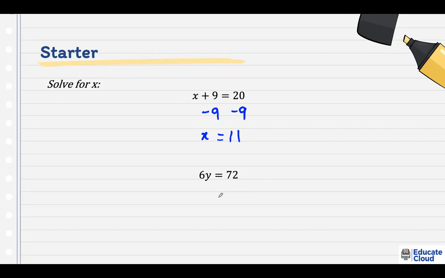The next one, here you're doing 6 times y equals 72, and so you need to divide both sides by 6. That will give you y, because 6 divided by 6 is just 1, equals 72 divided by 6, which is 12. So y is equal to 12 in this example.